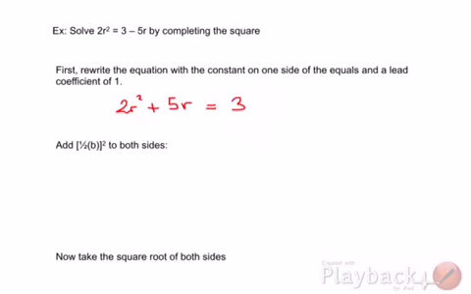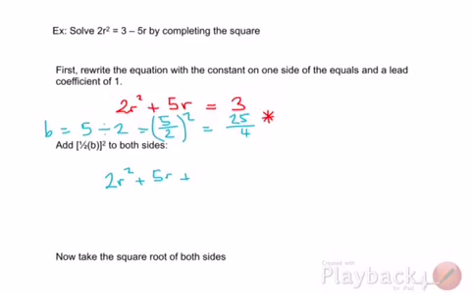So that is 5. So my b is equal to 5, and then I have to divide that by 2, so I'm left with 5 over 2, and then I have to square all that, so I'm left with 25 over 4. Okay, and that's the term that I'm going to add to both sides. So again, 2r squared plus 5r plus 25 over 4 is equal to 3 plus 25 over 4. So I've added this term to both sides.